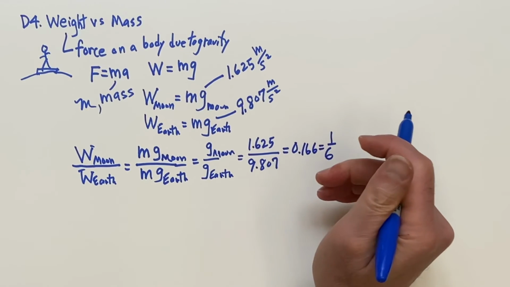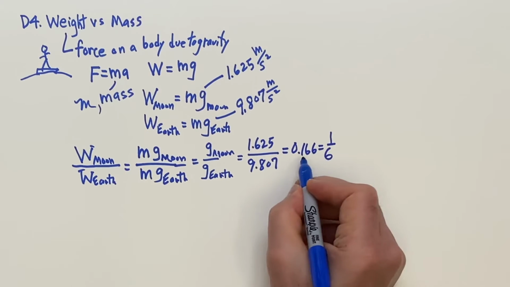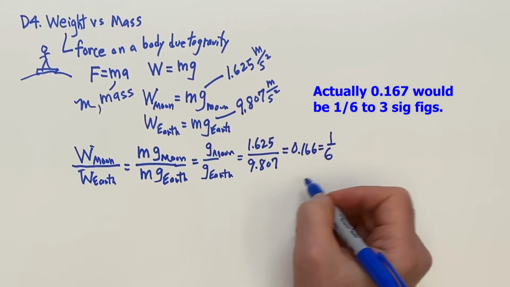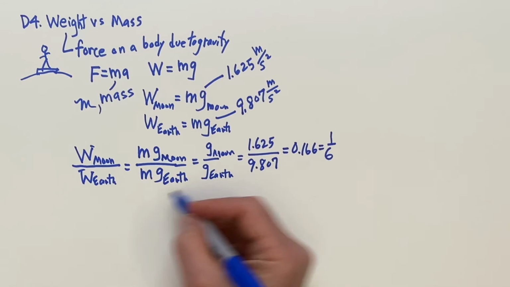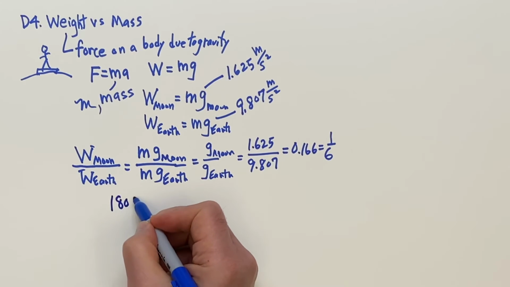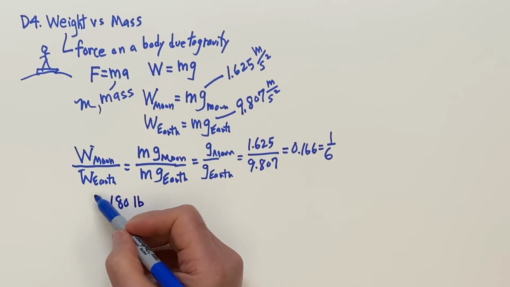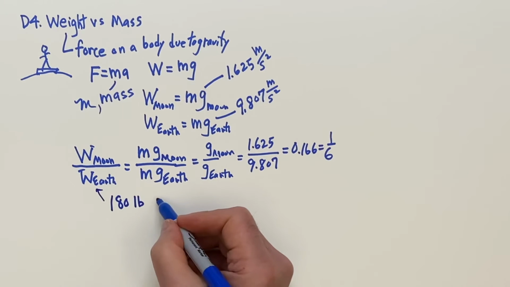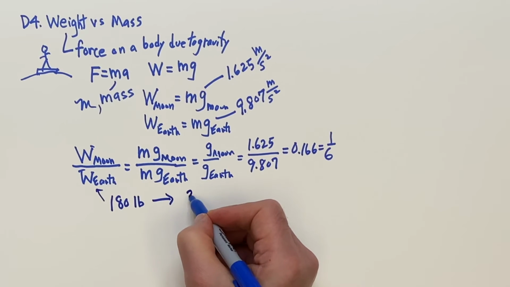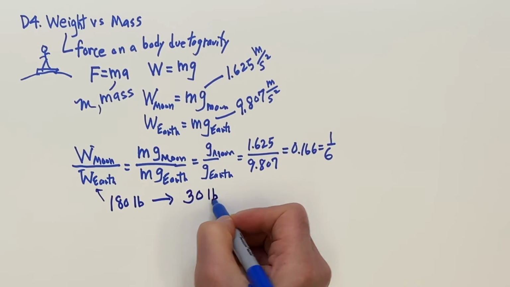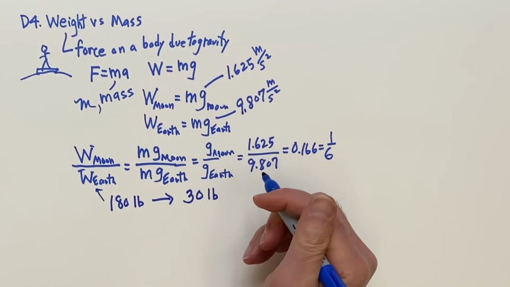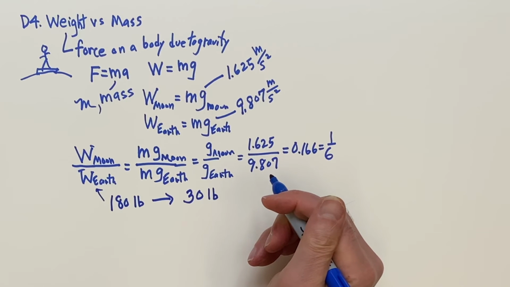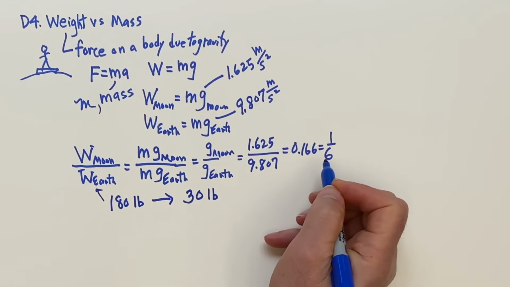It's not exactly 1/6, but that's 1/6 to 3 significant figures, because 1/6 is 0.1666666, you know, forever. So that means if you weigh 180 pounds, say on Earth, then on the moon, you're going to weigh 30 pounds. Ignoring the spacesuit. You'll have a spacesuit on so you don't die. All right, so that 1/6 rule applies to everything.